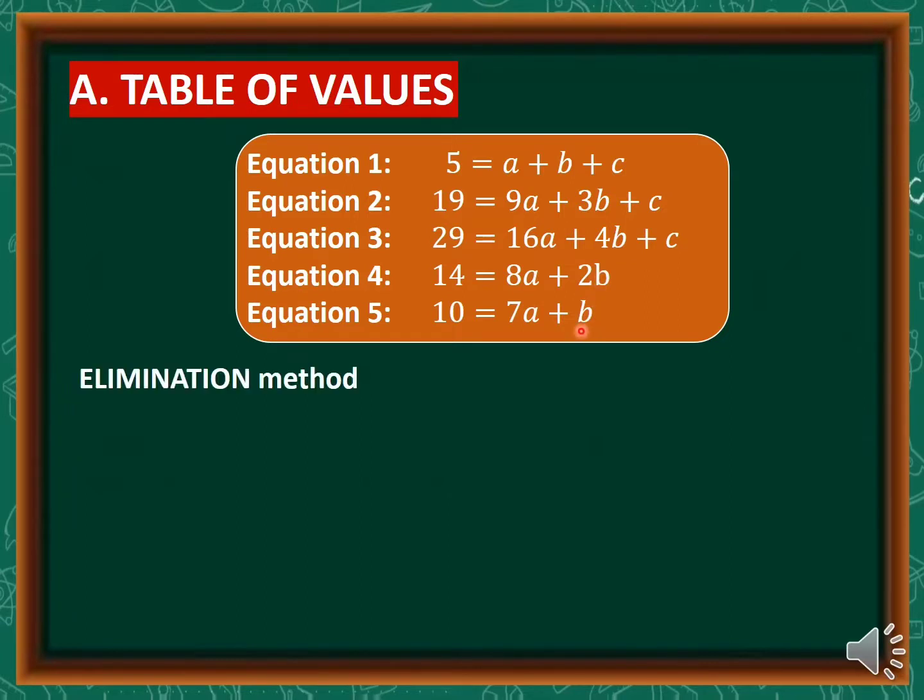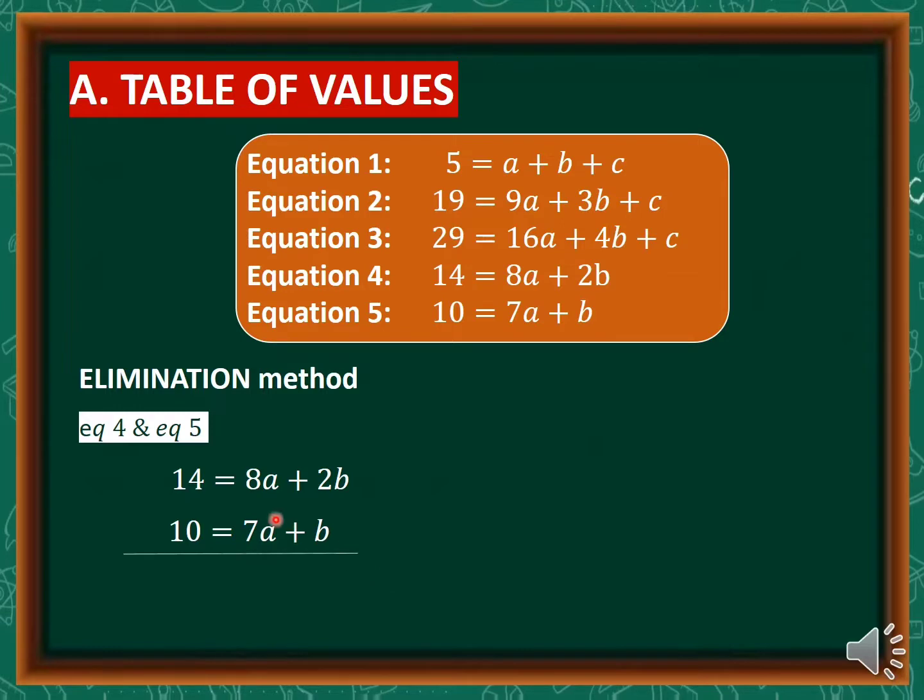Now, I will use again elimination method, and that is, I will use the equations 4 and 5. So, ito yan. Let us copy 14 equals 8a plus 2b. That is our equation number 4. And equation number 5, we have 10 is equal to 7a plus b. Using the elimination method, I will think of a number na kailangan ma-eliminate dito. Alin ba yung variable na gusto nyo eliminate dito? Okay, if I were you, I will use this b. Yung b yung ating i-eliminate. Bakit? Mas maliit kasi yung number. Mas madali kasi konti lang yung i-multiply natin.